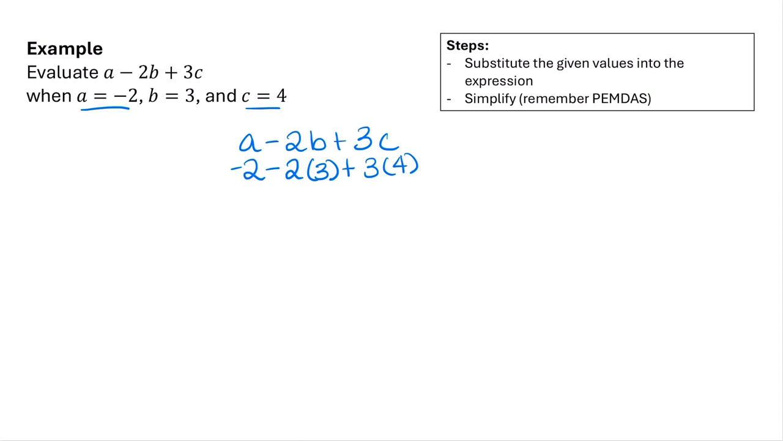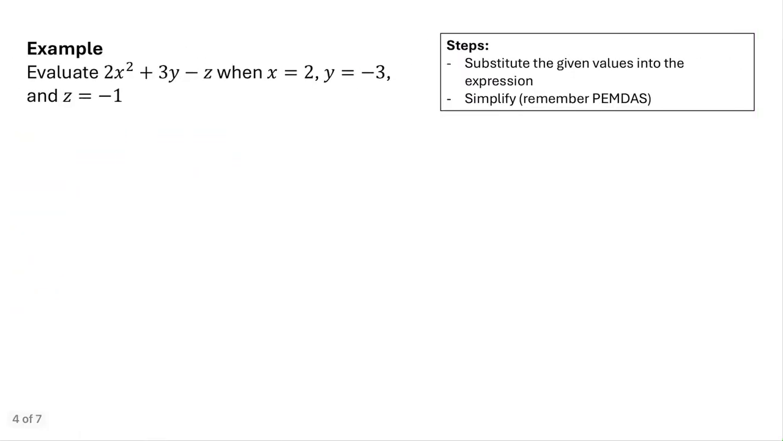Remember in PEMDAS, we do our multiplication first. So I have -2 minus 2 times 3, which is 6, and then plus 3 times 4, which is 12. Now I'm going to do my add and subtract, going left to right. -2 minus 6 is -8, and then -8 plus 12 simplifies to 4. So the only time you're going to get a number equivalent to an algebraic expression is when you're given specific values that you can substitute and then simplify.